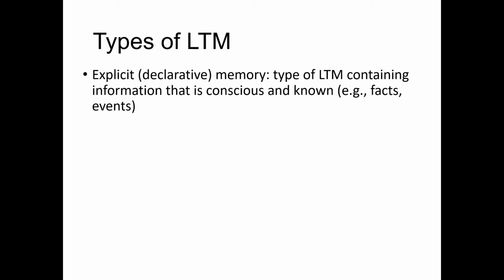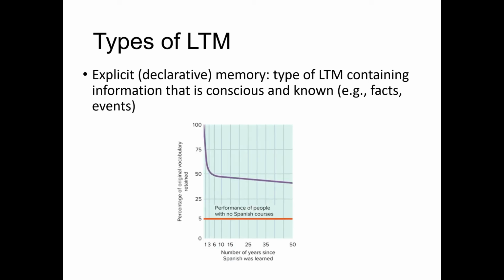So explicit memory contains information that is conscious and known, like facts we may learn at school or events that happen in our daily lives. This graph demonstrates how likely we are to retain information we learn in college even after 10, 20, 50 years. Among individuals who took Spanish courses during college, they forget roughly about half of the content or vocabulary they gain from class within the first 3 years. So there is that huge drop in our knowledge within the 3 years.